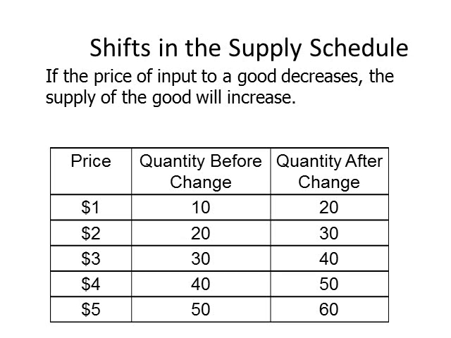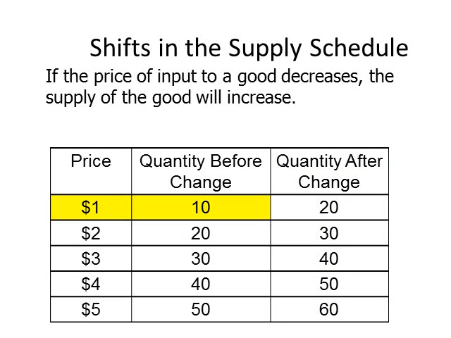In the table, there are 3 columns. In the first column, we have prices associated with different quantities of the good being supplied. In the second column, we have a starting quantity supplied, or the quantity supplied before one of the variables changes. The third column represents the quantity supplied after the change in the variable.